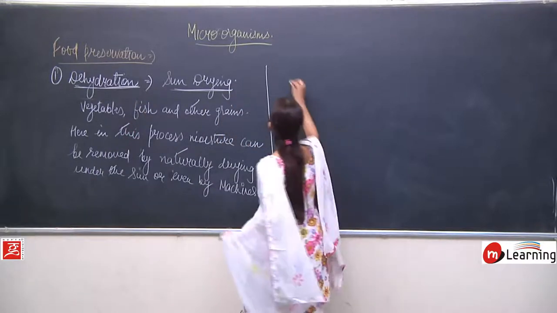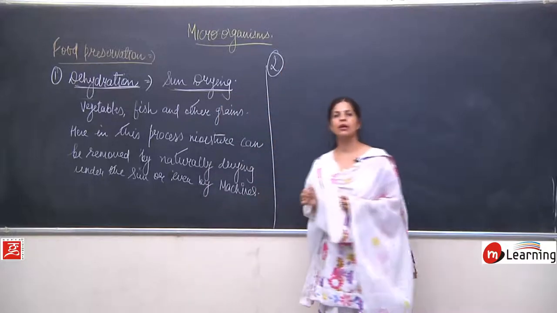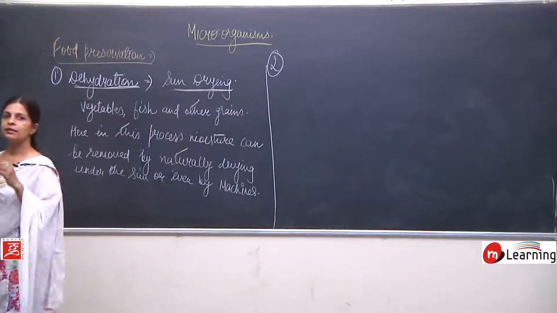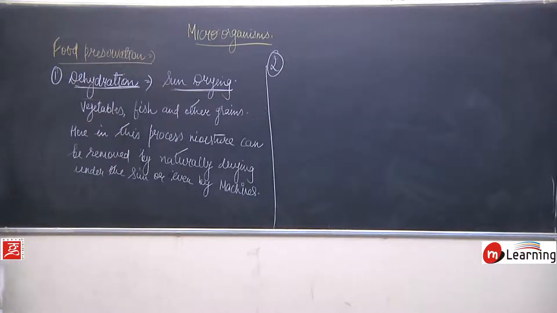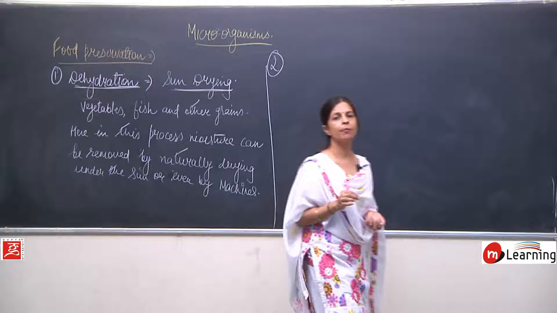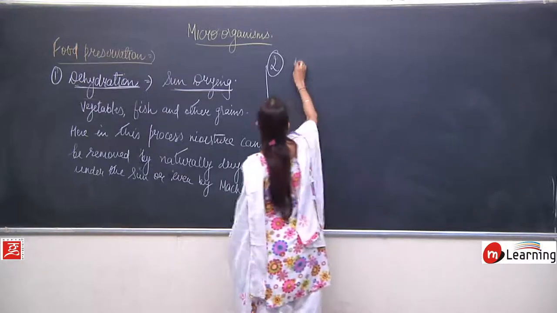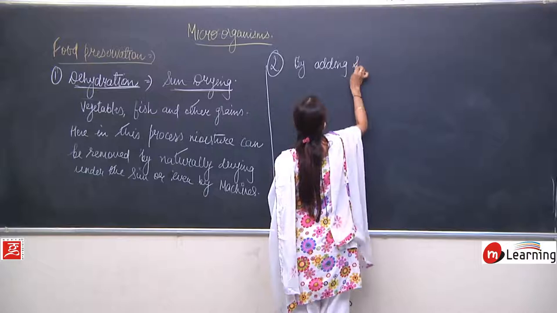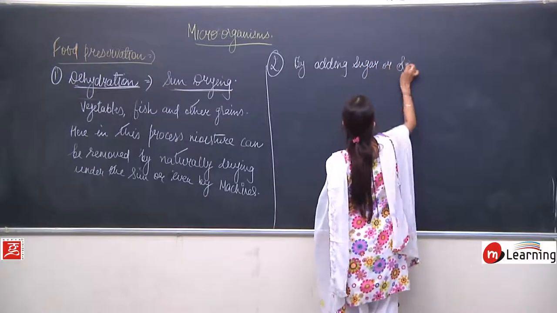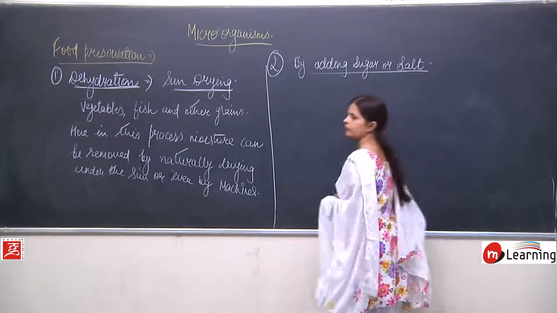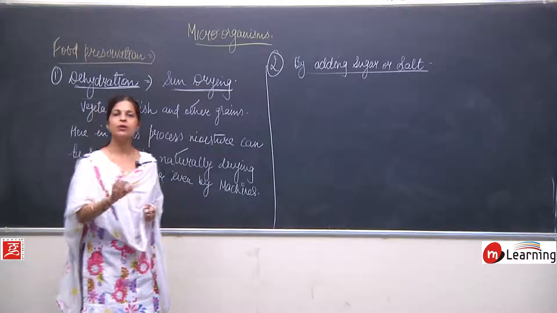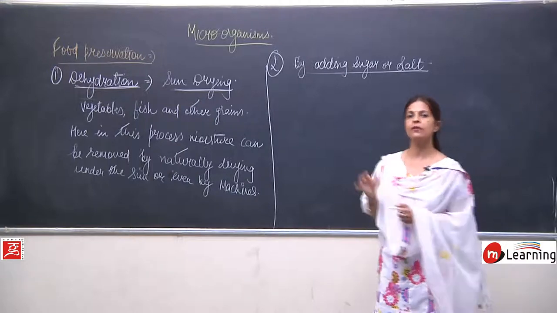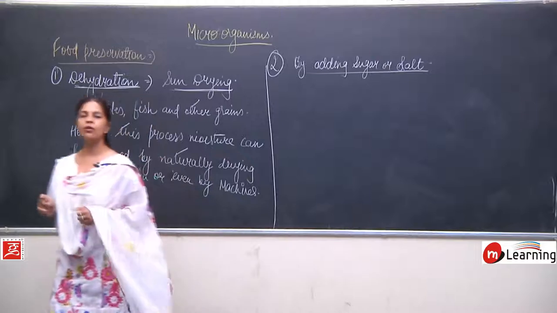Now the second process we will be talking about. We all know about the conserves, like the jams, the jellies, the pickles. That means we are talking about preservation by salt or sugar, by salting or by adding sugar. Whenever the amount of sugar or salt is more in any solution, microorganisms won't be able to survive, they will die. They won't be able to survive if they enter into a solution which contains more salt or more sugar.